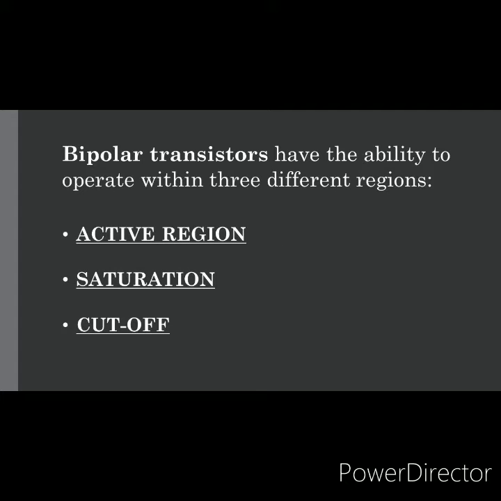Bipolar transistors have the ability to operate within three different regions. In the active region, the transistor operates as an amplifier. In saturation, the transistor is fully on, operating as a switch. And in cutoff, the transistor is fully off, operating as a switch.